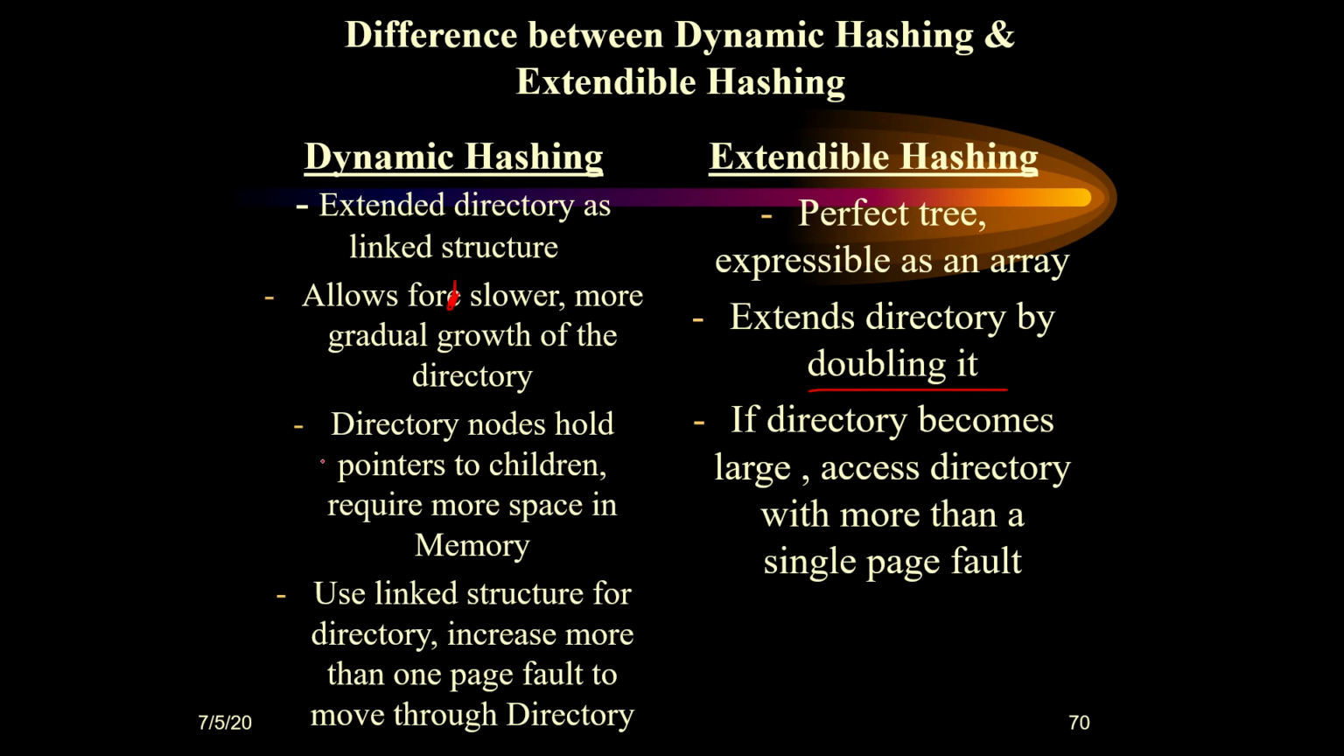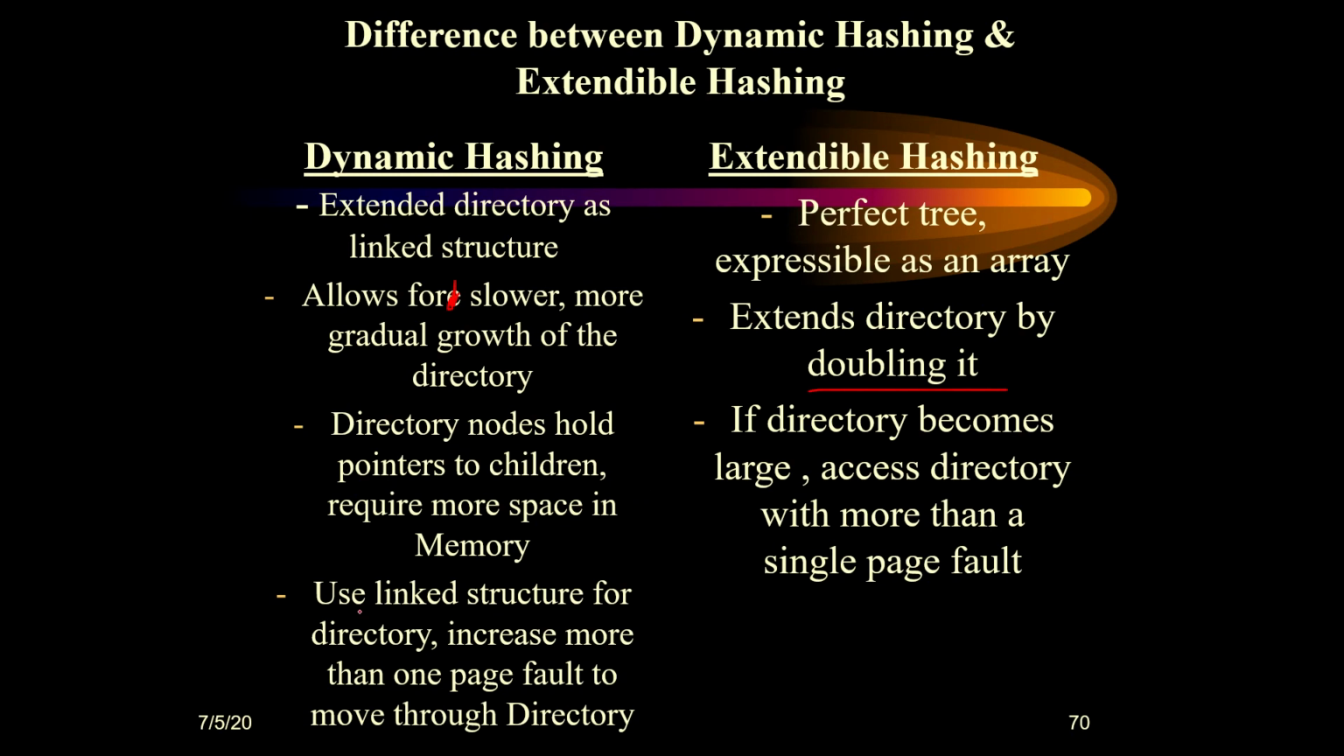Now in the case of dynamic hashing, it holds pointers to the children, and because of that, more space is required when we load the tree into memory. But in the case of extendable hashing, that much is not required, and if a page fault happens, we will be able to access it within one page fault, because a lot of memory is not required in the case of extendable hashing.